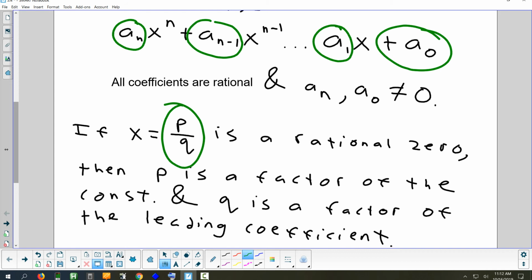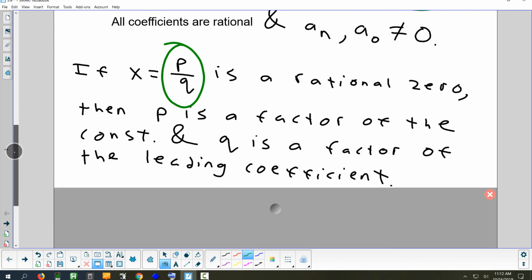So we can have lots of options. Like if you had a constant here that was 12, there's a lot of factors of 12. 1, plus or minus 1, plus or minus 2, plus or minus 3, plus or minus 4, plus or minus 6, plus or minus 12. That's a lot of different options, right? So what we're going to do now is use this theorem to make a list of options. And then I'll show you how we use the calculator to narrow the list down.